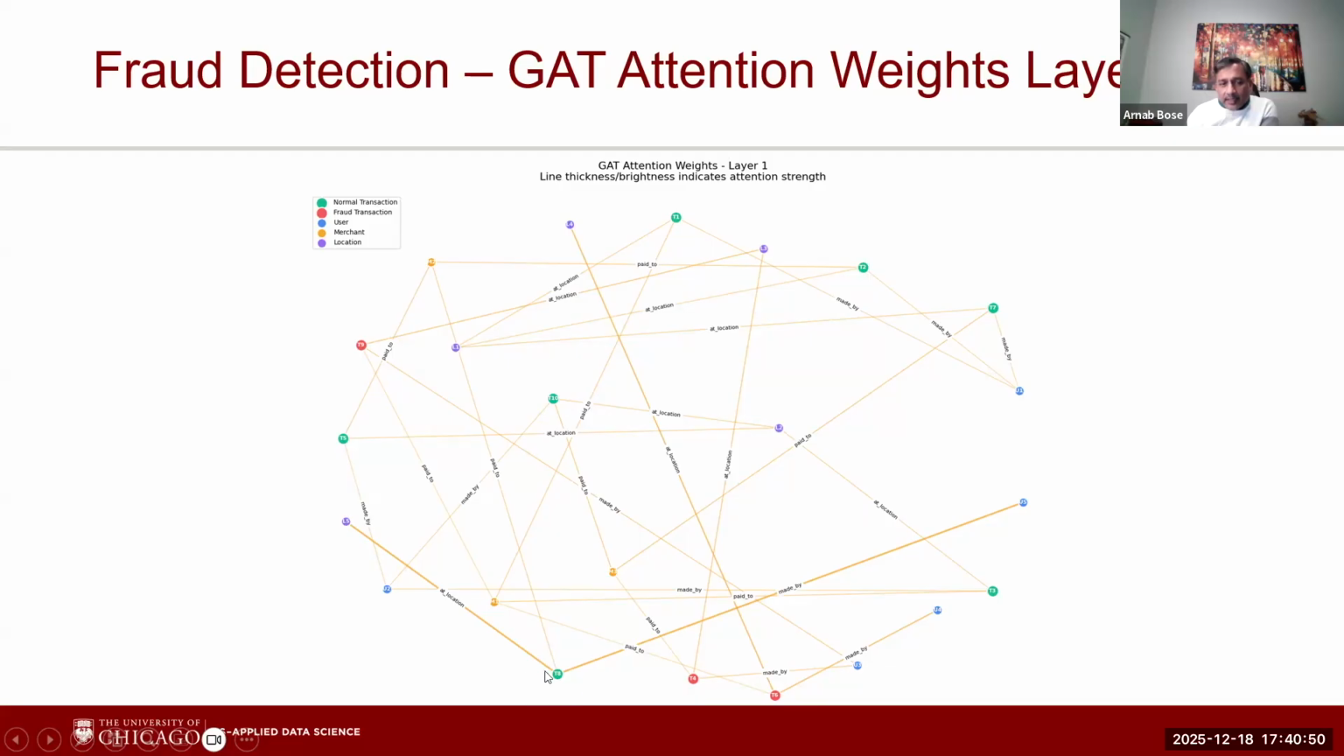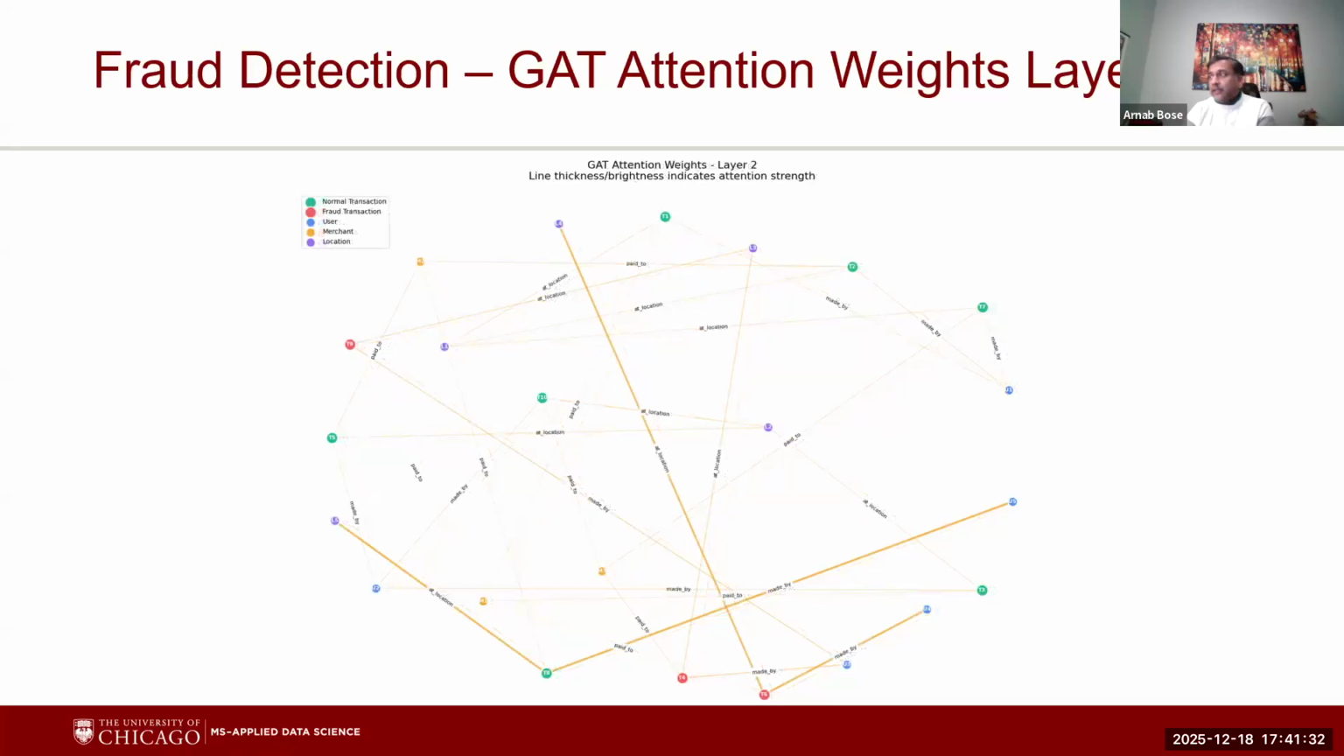In contrast, if you look at the non-fraudulent one, you see a similar pattern where again it's not looking that much at the merchant, it's looking more at the user and the location. When it's looking at users, you can start thinking, okay, it's looking at their past behavior to understand if the same user is making multiple fraudulent transactions, right? So this is layer one. If you look at layer two, you can see what's happening.